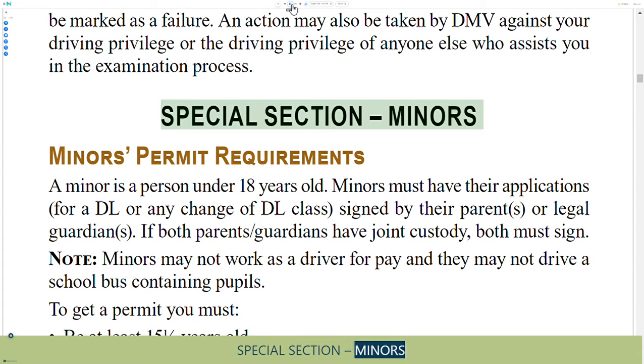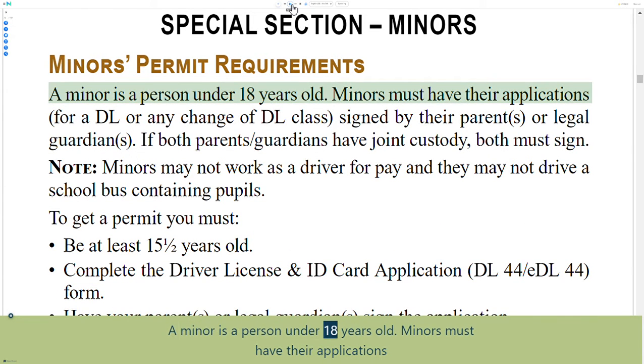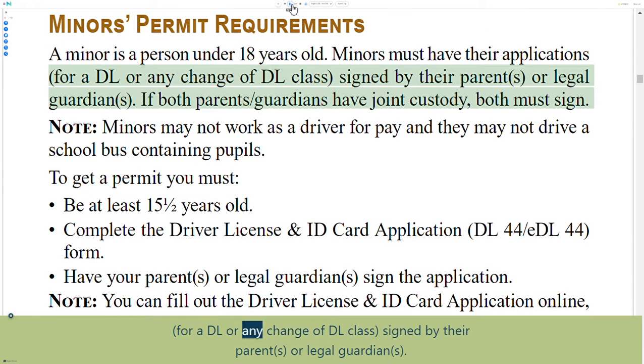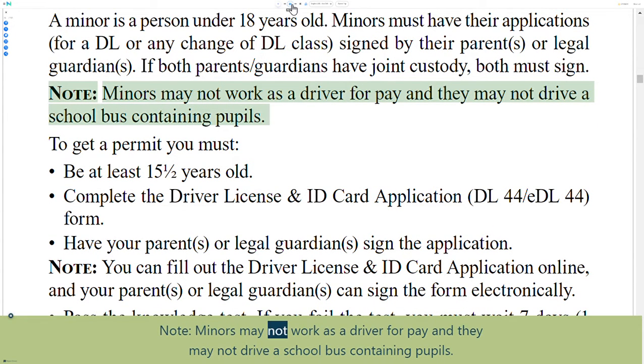Special Section, Minors. Minors Permit Requirements. A minor is a person under 18 years old. Minors must have their applications for a DL or any change of DL class signed by their parents or legal guardians. If both parents or guardians have joint custody, both must sign. Note, minors may not work as a driver for pay, and they may not drive a school bus containing pupils.